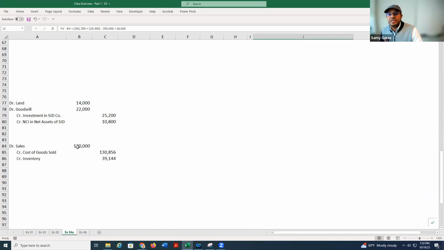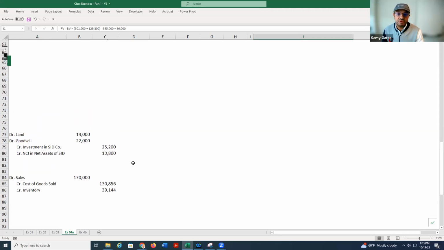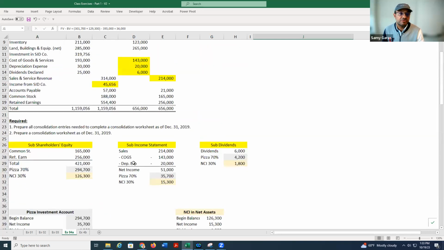The last one is actually sales, and this would be the total amount of sales upstream and downstream from the prior year. And here we see debit sales 170, credit cost of goods sold, and the inventory 39,144.